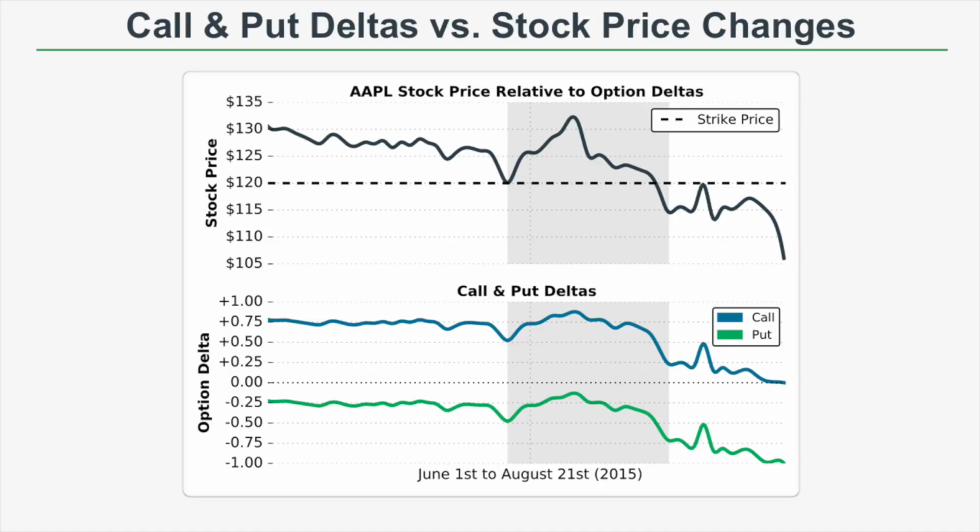All we're showing you here is that when the stock price increases, call option deltas increase and put option deltas get closer to zero. On the other hand, when the stock price falls, call option deltas get closer to zero while put option deltas get more negative.